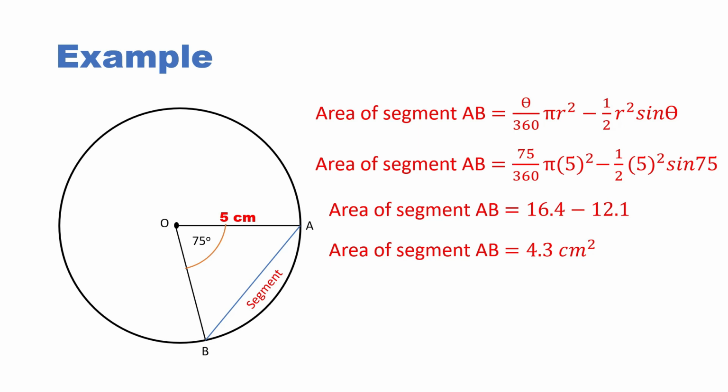Now, this marks the end of the first part of mensuration, and the second part will be focusing on volume and total surface area for different three-dimensional shapes.